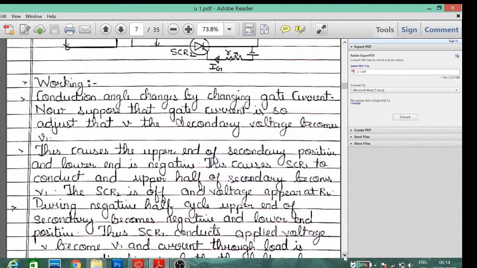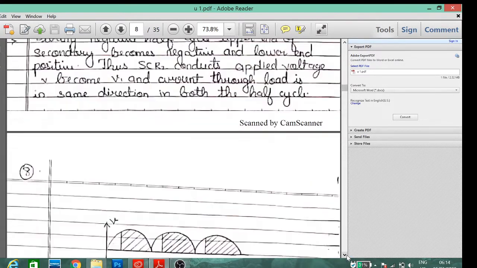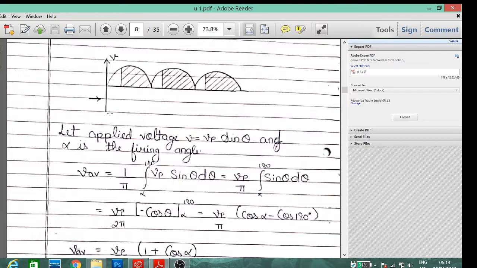this cause the upper secondary end positive and lower secondary end negative. This causes the SCR to conduct. The upper SCR1 will conduct and the lower SCR2 will be off. The voltage appears at RL. During the negative half, it is reverse biased. SCR2 will conduct and SCR1 will turn off. Okay, so we will get the wave in both the positive cycle and also the negative cycle of the primary.